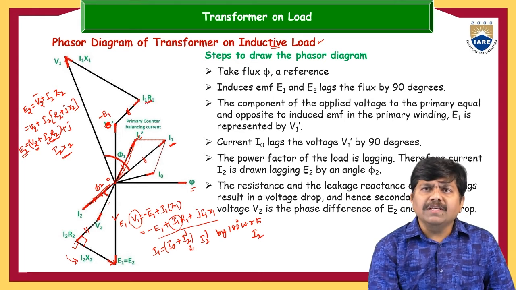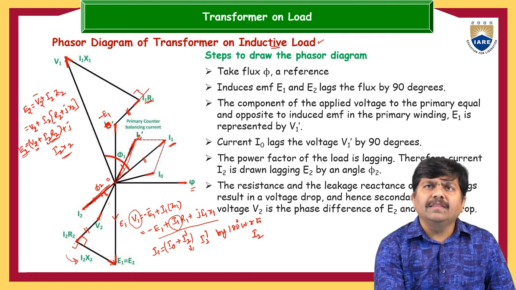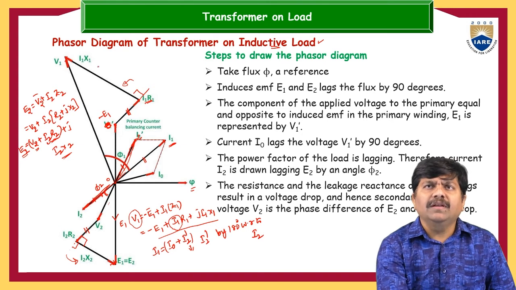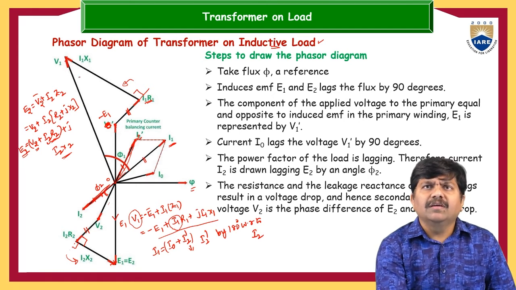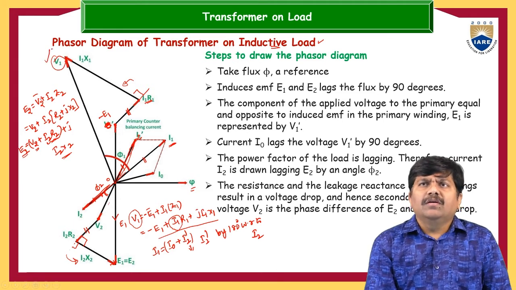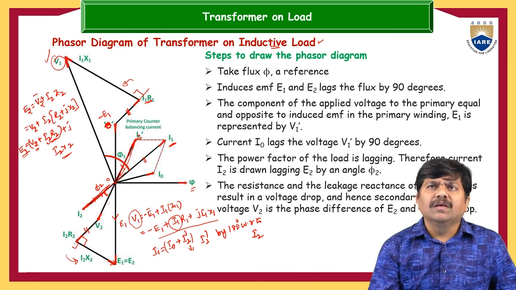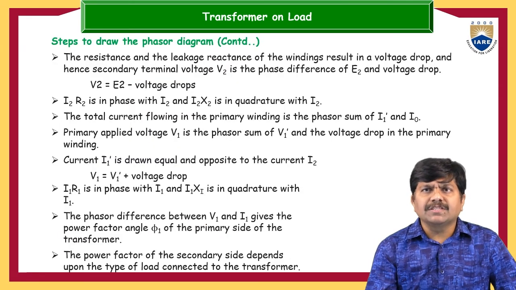Then again, I1 R1 plus j times I1 X1. J times I1 X1 means you have to rotate in the anti-clockwise direction by 90 degrees. With a length of I1 X1, let us draw a vector here. Finally, minus E1 plus I1 R1 plus j times I1 X1 becomes V1. So this is the phasor diagram under loading condition if the load is an inductive type load. Clearly I have given the various steps to be followed to construct the phasor diagrams.